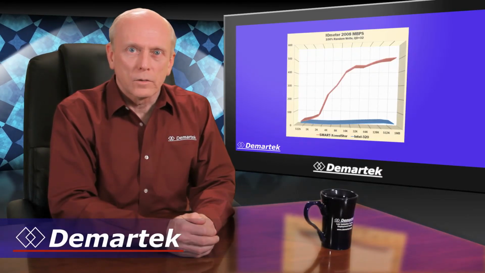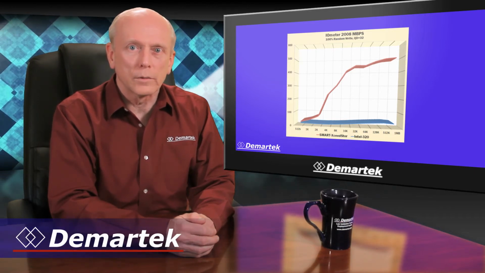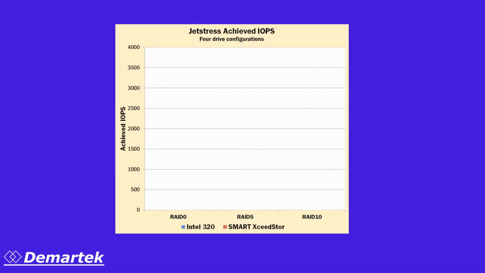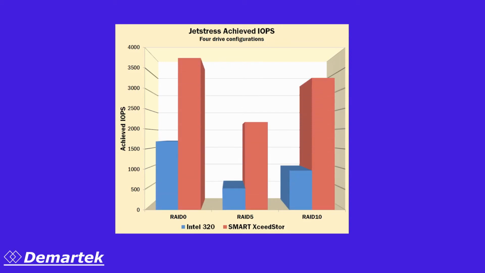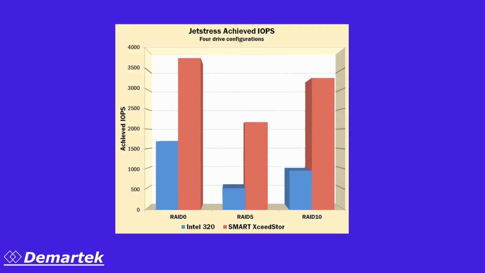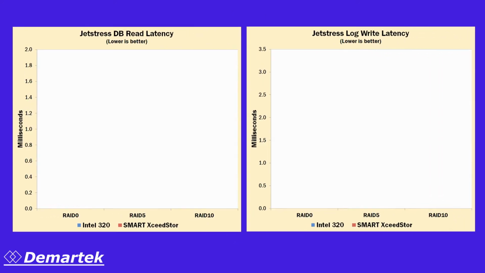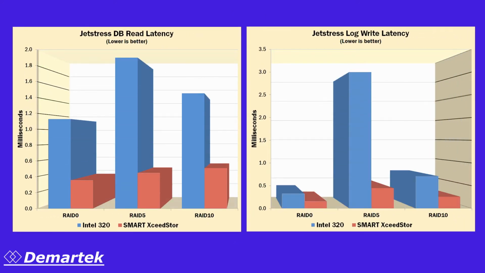For our second set of tests, we took 4 of each of these SSDs and ran them in 3 configurations, RAID 0, RAID 5, and RAID 10, with enterprise workloads. We ran Microsoft Exchange JetStress 2010 using similar mailbox profiles for each of the RAID configurations. In all cases, the SMART SSDs reached significantly higher achieved IOPS than the consumer SSDs. The SMART SSDs also achieved much lower or better latencies for the database reads and the log file writes than the consumer SSD. Note that the difference in performance was especially high for RAID 5, which requires extra writes to complete.